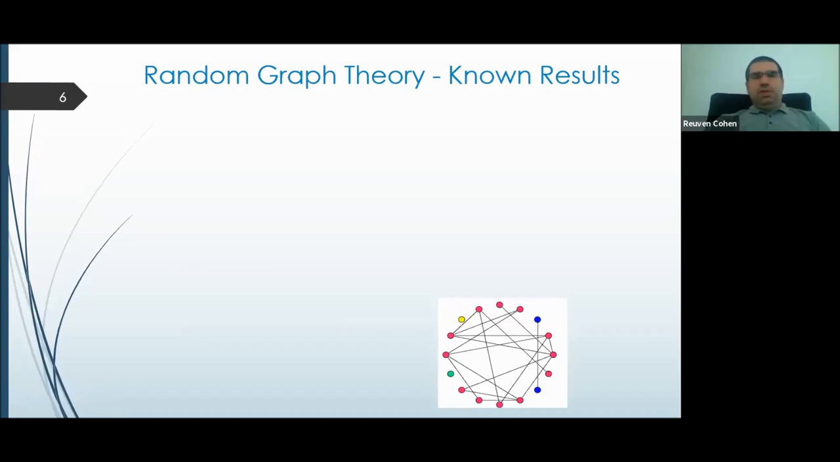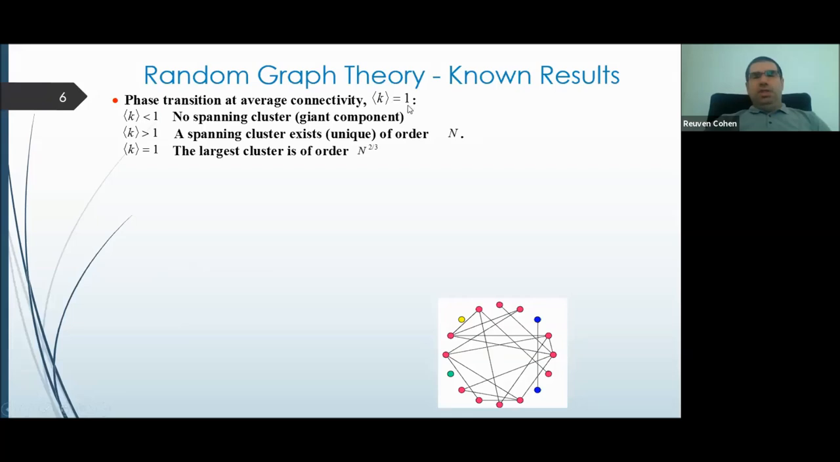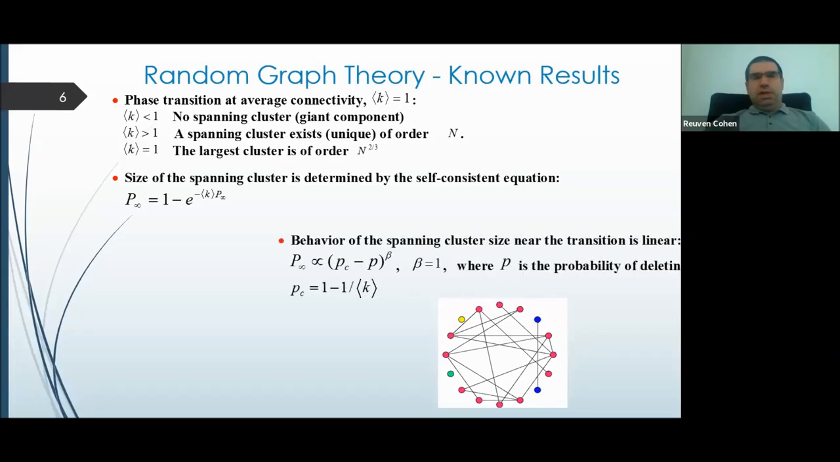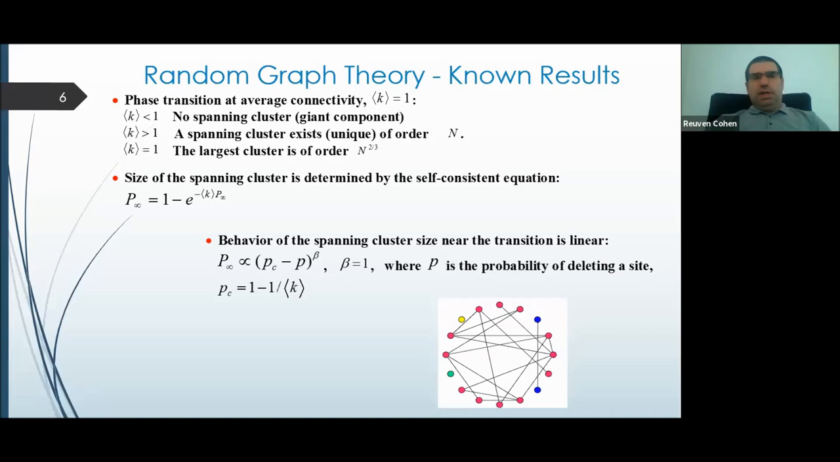So that is what is known for random graphs, and I'll explain these results. For the transition, when the average degree is one: if the degree is less than one, we get no giant component, so all components are small. If it is more than one, we get a unique giant component. And if it is exactly one, we get some fractal behavior. Again, I will give more accurate explanations later. We also know the size of the giant component, which I will again explain later.